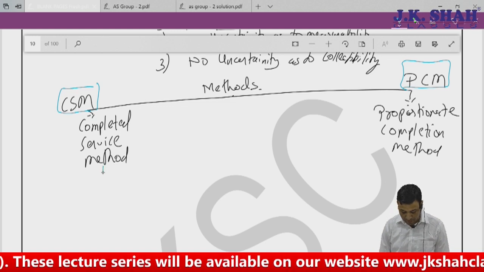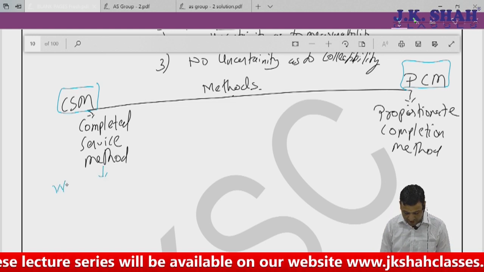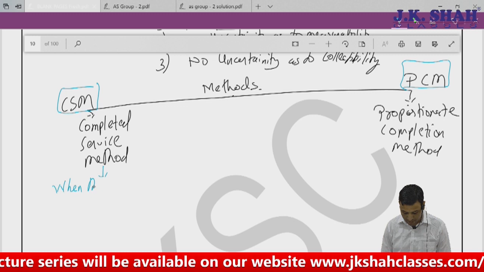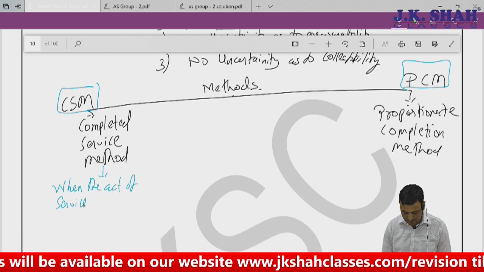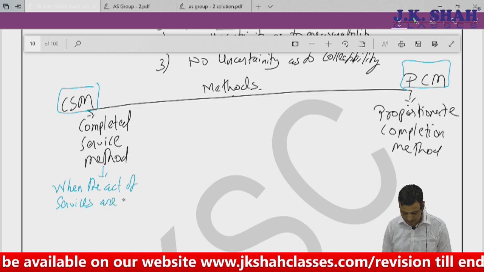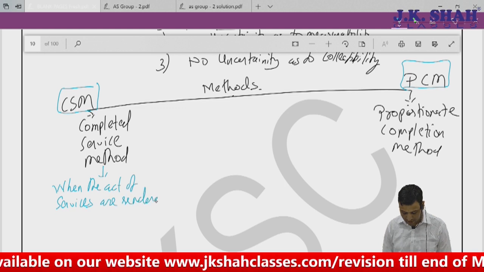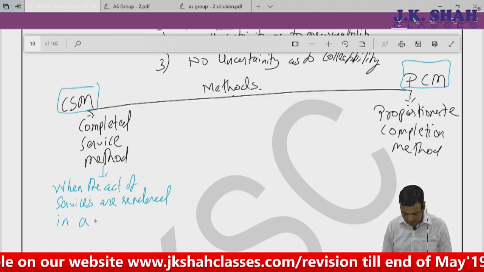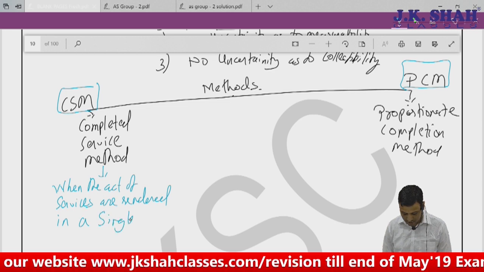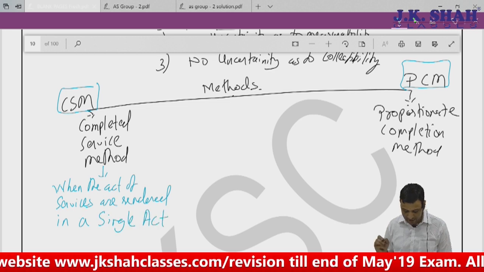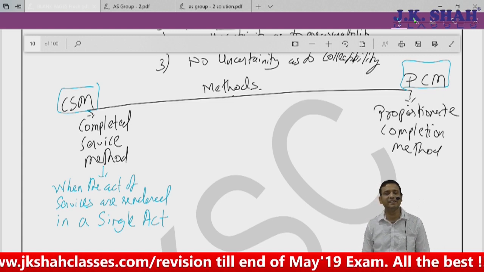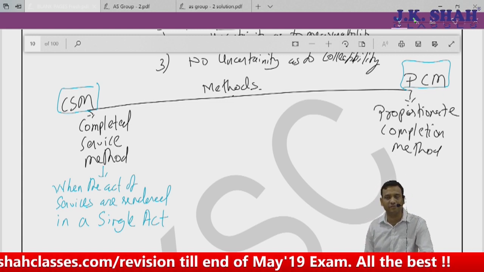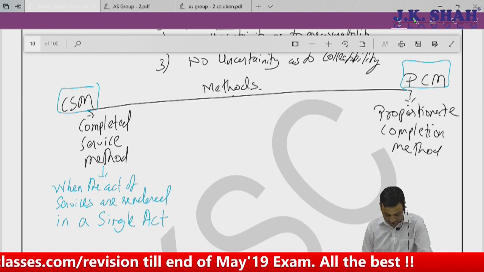When should you go with the completed service method? When the act of services is rendered in a single act, or services are rendered in a single act. There is only one act of services. So we'll say completed service method.